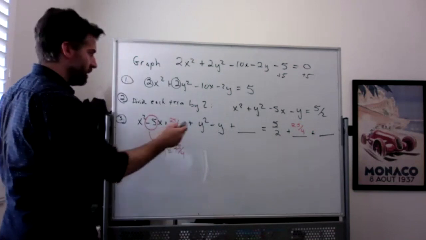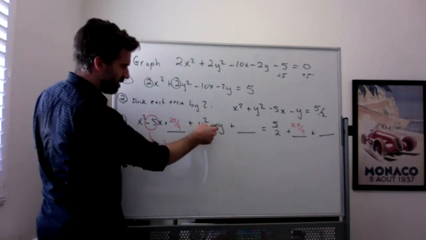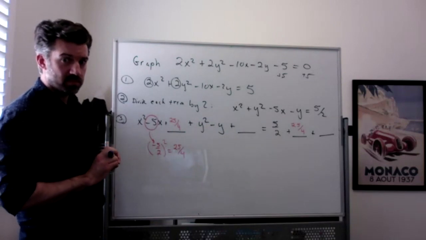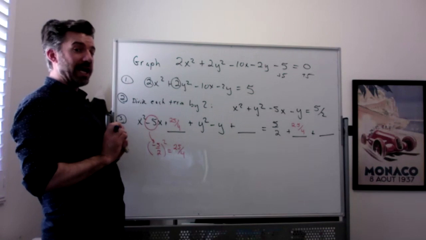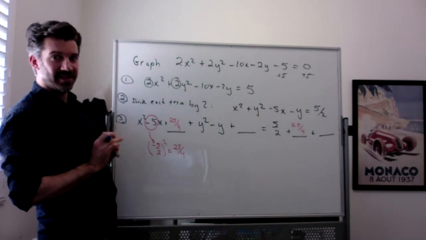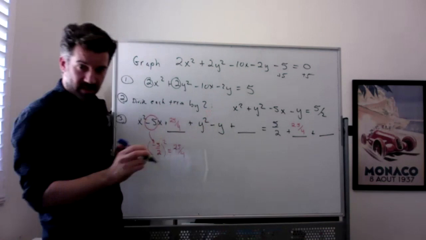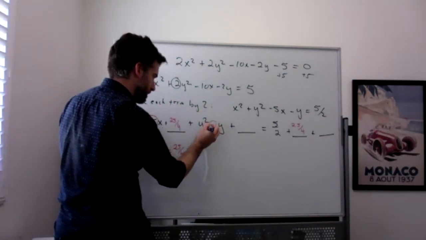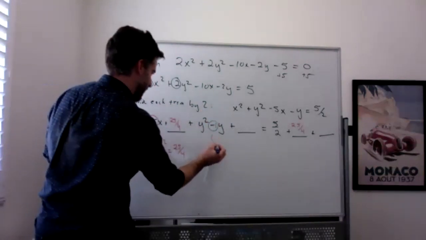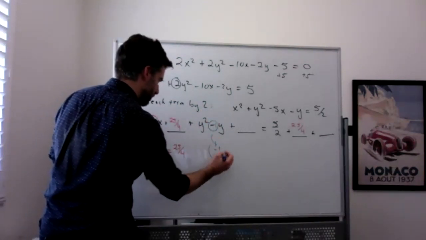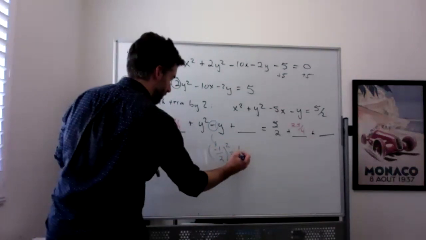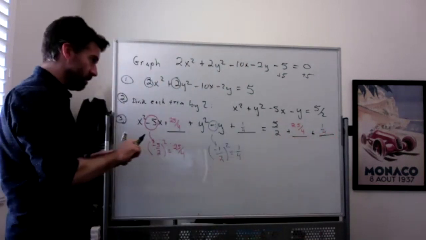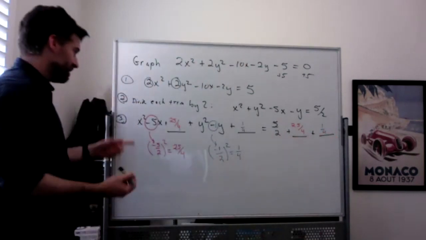And then for the y's, what's the coefficient of y? Is it positive or negative? Yeah, thank you. You're welcome to say words. You're also welcome to write it in the chat. I see a negative 1, exactly. So I've got a negative 1, so I'm going to take that, divide it by 2, and then square it to get positive 1/4.